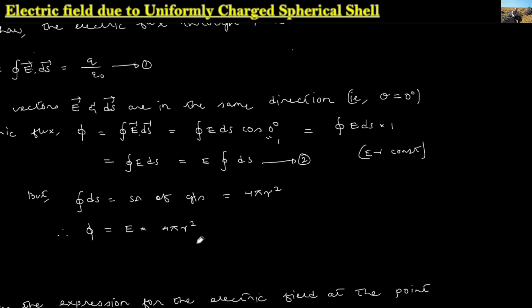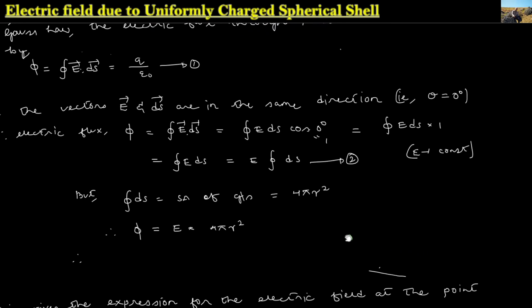Okay, 4 pi r square. So from here, if you substitute further, it follows from equation 1 that this phi is q divided by epsilon naught. So over here, phi will be equal to q divided by epsilon naught. This will be equal to E into 4 pi r square.